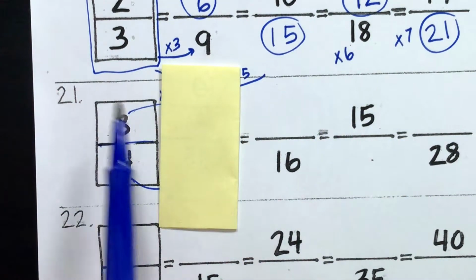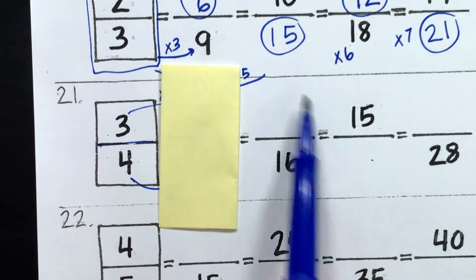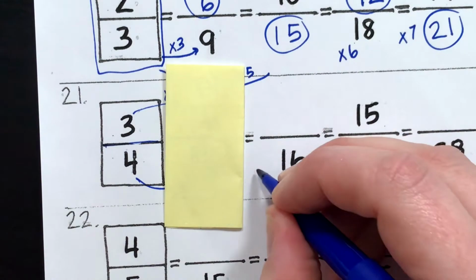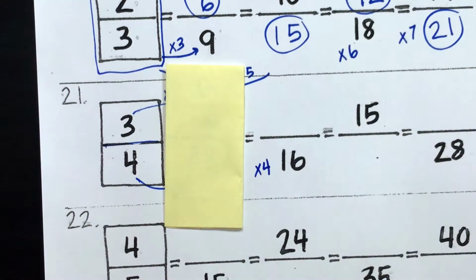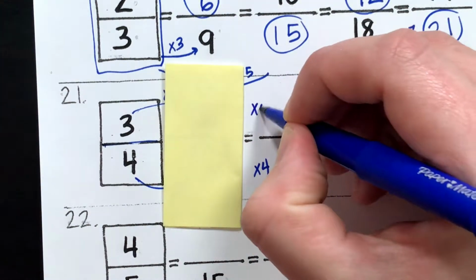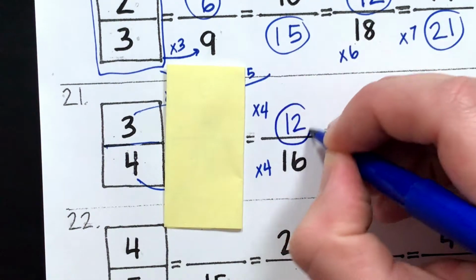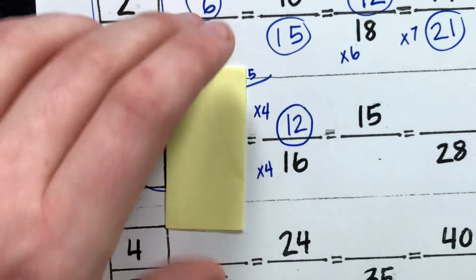So now we're just working with 3/4 and blank over 16. What's the connection between 4 and 16? Multiply by 4. So we need to multiply by 4 on the top. 3 times 4, 12. 12 is our mystery number there.